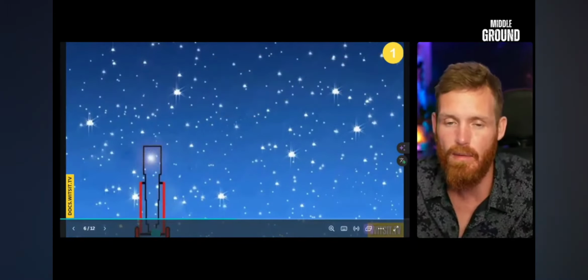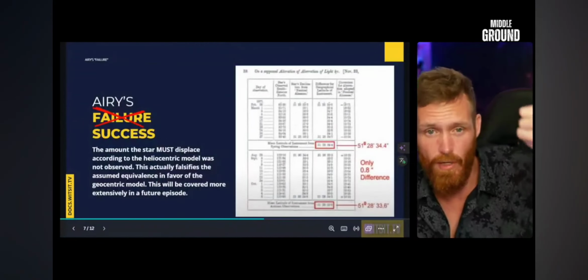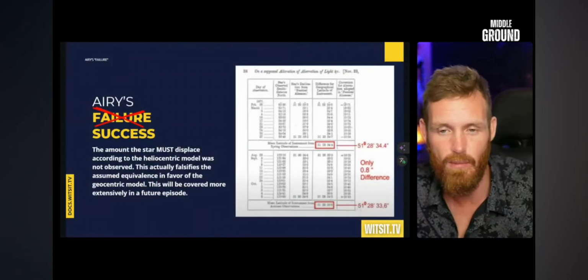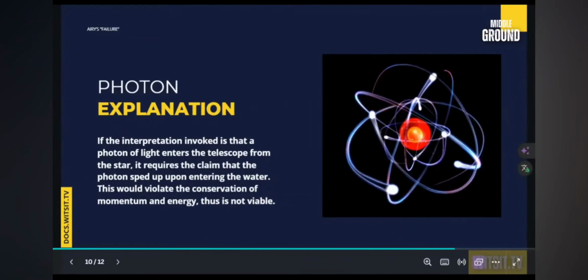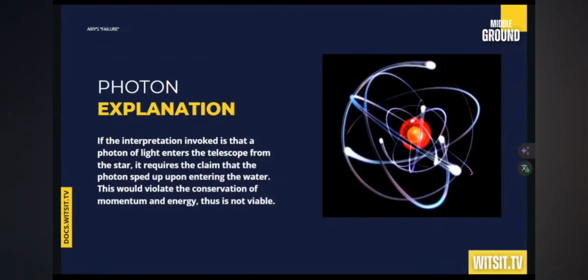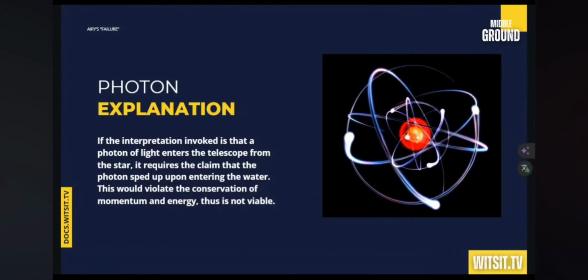Okay. Now, think about this. If you have the light coming in and you were to claim that it is because a photon of light is coming in, going down to the bottom of the telescope, that's how you interpret it. In order for the photon explanation, if this interpretation is invoked, that a photon of light enters the telescope from the star, it requires the claim that the photon sped up upon entering the water. Obviously, right? Because for the amount of deflection to not change when the water was introduced, you would actually have to claim that the photon itself sped up.